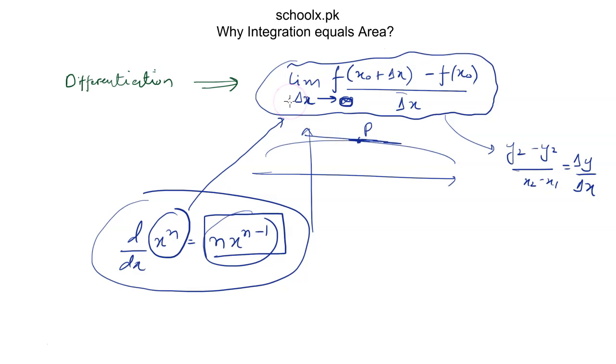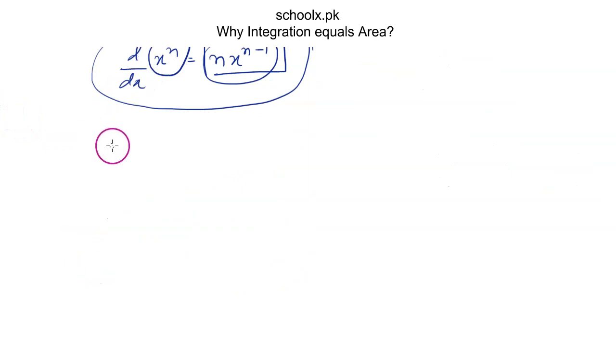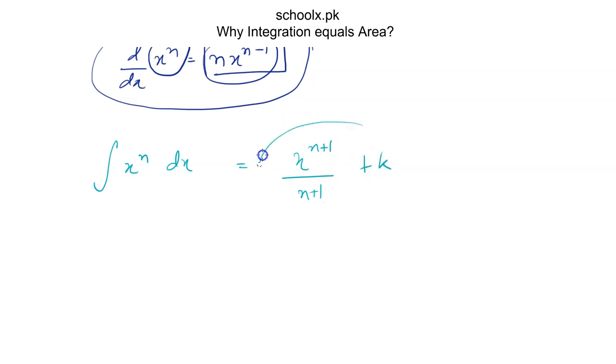Alright, the same is the story or the logic behind integration. Let's say we know that if I'm given integral of x to the n dx, what I'll do is I'll write x to the n plus 1 over n plus 1 plus k. Now how did we actually come to this formula? How did we actually derive this formula?